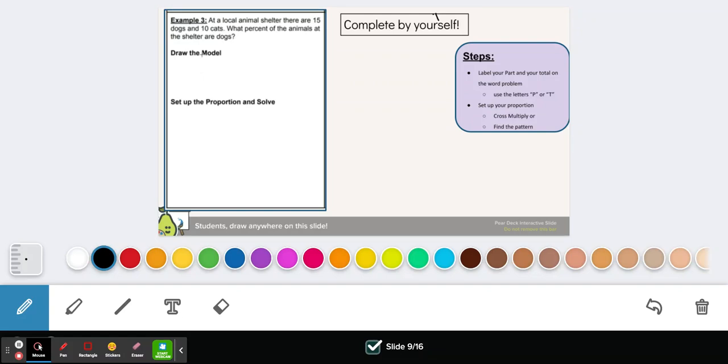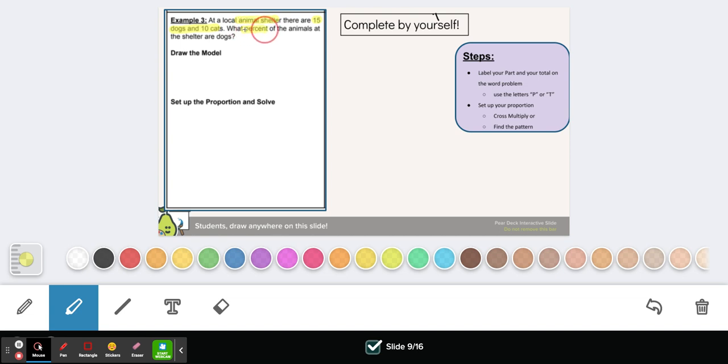Okay, so for example 3, it says at a local animal shelter there are 15 dogs and 10 cats. What percent of the animals at the shelter are dogs? So this is really important for us to understand what is going on. I know we're talking about an animal shelter and there are 15 dogs and 10 cats. Notice that it says animal shelter, so they have a mixture of animals. So what we want to know is the percent of just the dogs at the shelter.